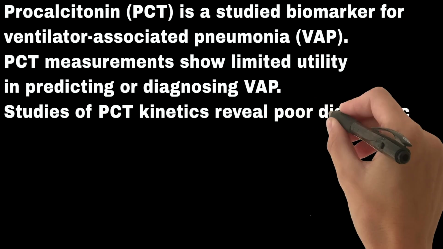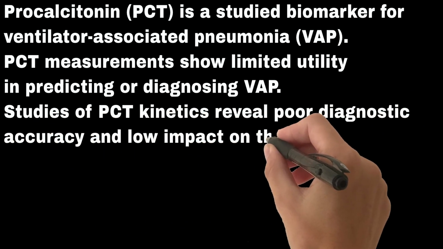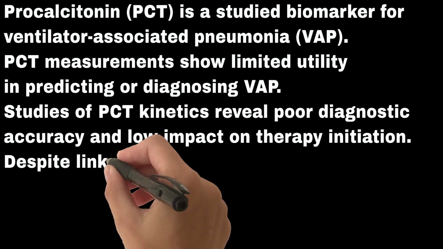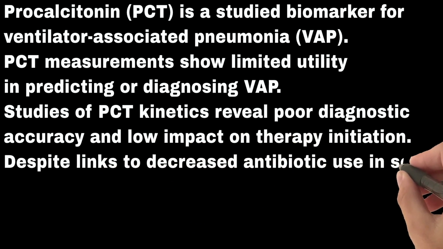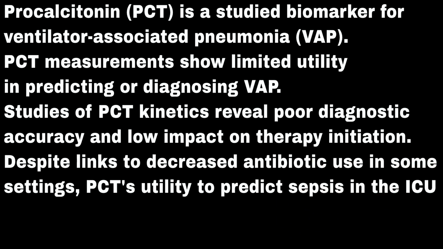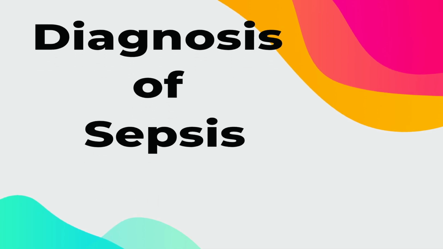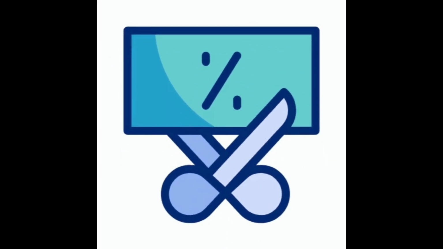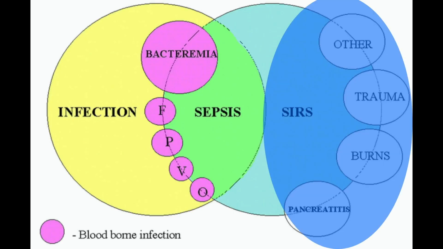Studies of PCT kinetics reveal poor diagnostic accuracy and low impact on therapy initiation. Despite links to decreased antibiotic use in some settings, PCT's utility to predict sepsis in the ICU is limited. Next is the role of PCT in diagnosis of sepsis. There is no agreed PCT cutoff value for sepsis diagnosis, with values ranging from 0.5 to 2 micrograms per liter. Non-infectious inflammatory states are also associated with elevated PCT serum levels.